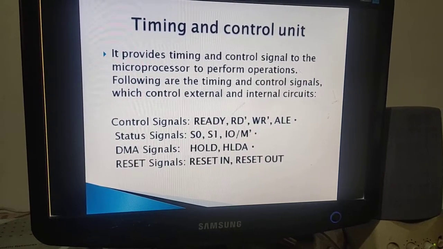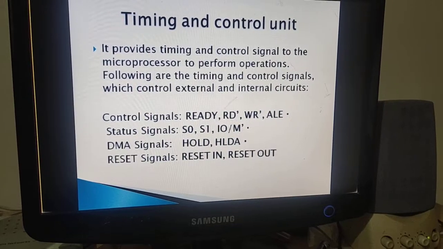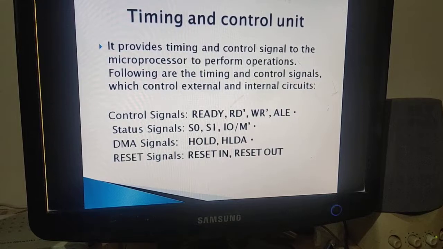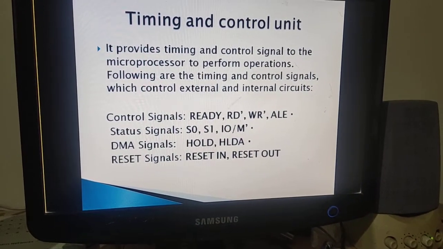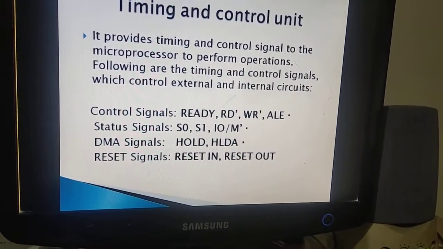Status signals are S0, S1, IO/M bar, which indicates either input/output or memory. Then DMA signals: HOLD, acknowledge, and reset signals: reset in, reset out. These are all very processor specific signals.